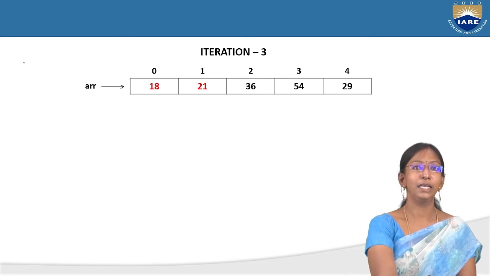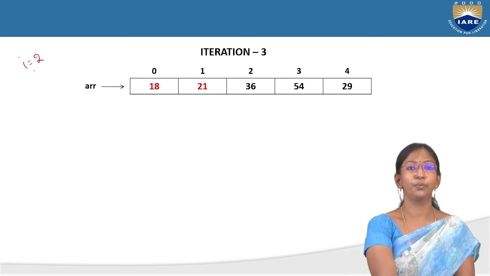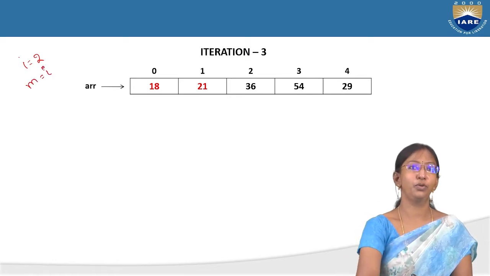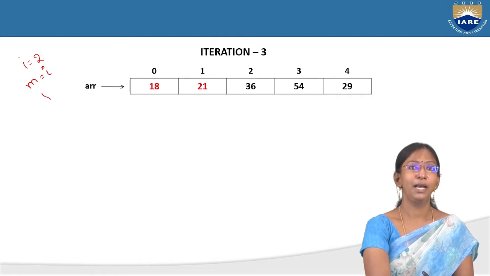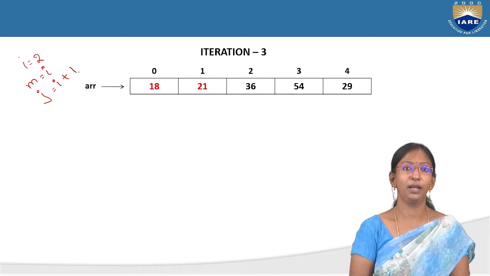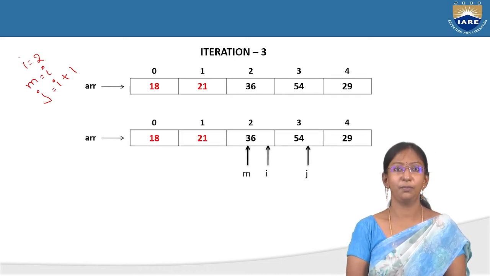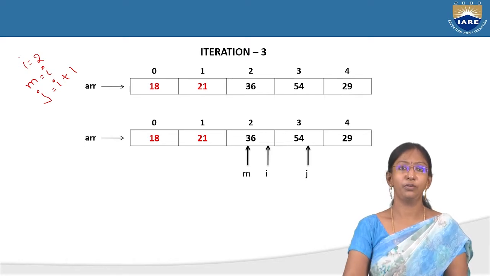So I is incremented to 2, right? Wherever I is pointing to, even M is going to point to the same location, and J will be one step ahead of I. So this will be the initialization, right? Let's start our comparison process.